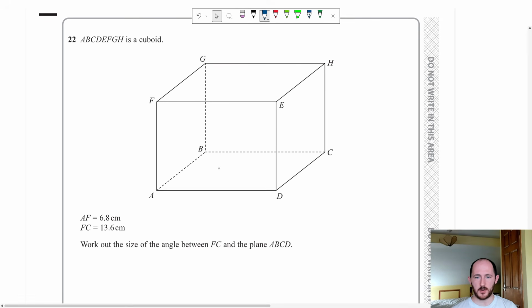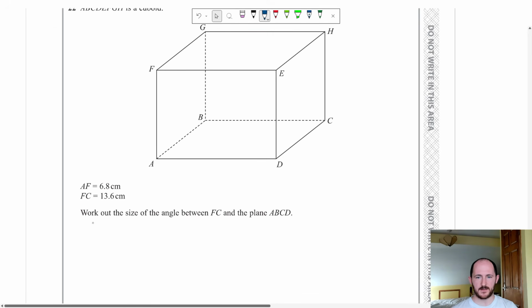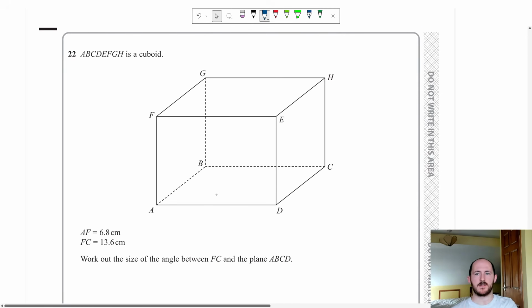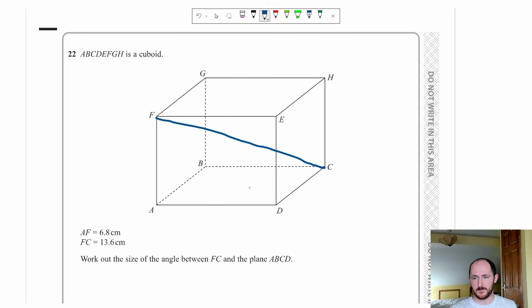So this is a cuboid and it gives us some lengths. Work out the size of the angle between FC and the plane ABCD. Now a plane is just the flat part, so this is basically the angle between FC and the bottom of this cuboid. So the first thing I do is I actually draw on FC, and that there is my angle that I'm working out. Cool. The next thing I do is I label all of the information they've given me. So AF is 6.8 and FC is 13.6.